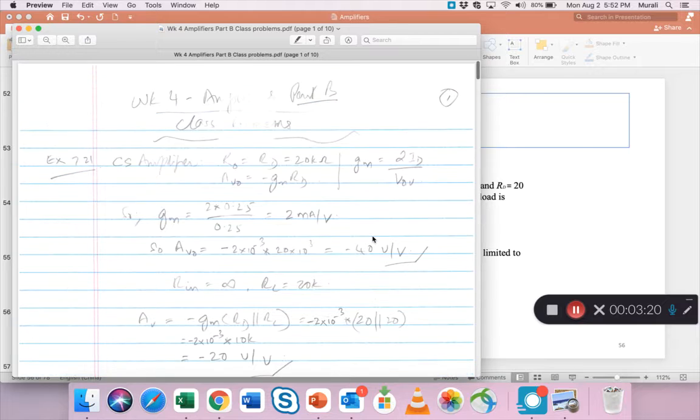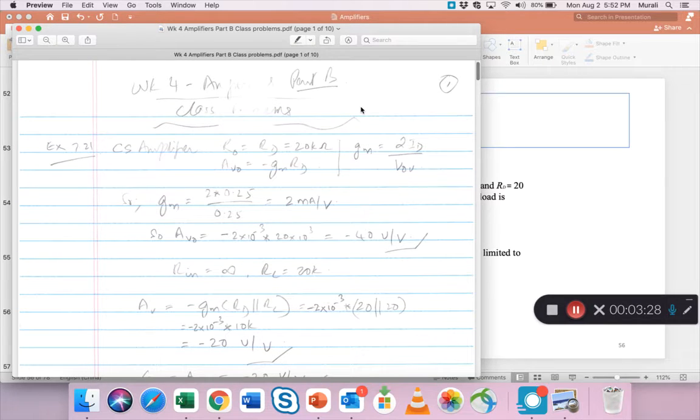Exercise 7.21, here it is. So it's in this PDF file called week 4 amplifier part B class problems. I apologize, some of this got erased, but most of it should be pretty readable. So here's a CS amplifier given. RO equals RD equals 20K. Well, RD is given and that's RO. AVO is this formula. GM can be found as 2ID by VOV. So GM is 2 into ID, which is given, so it's easy to find GM. Then you can find AVO using this formula, minus 40.